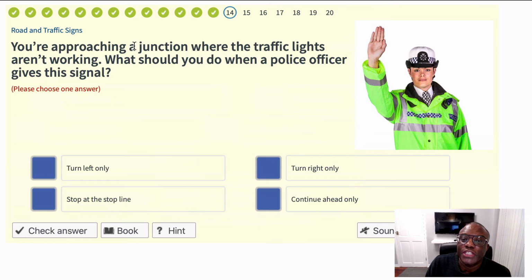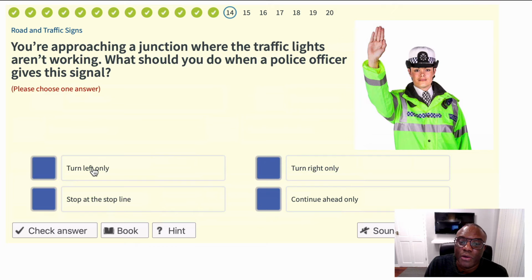You're approaching a junction where the traffic lights aren't working. What should you do when a police officer gives this signal? Right, when she gives this signal, because the traffic light's not working, she's actually saying stop. If you see a flat palm or flat back hand in the image, she is saying stop. So that's technically the red light to replace the traffic lights that aren't working. So we're now looking for something along those lines.